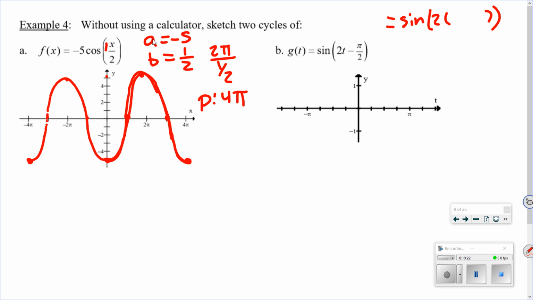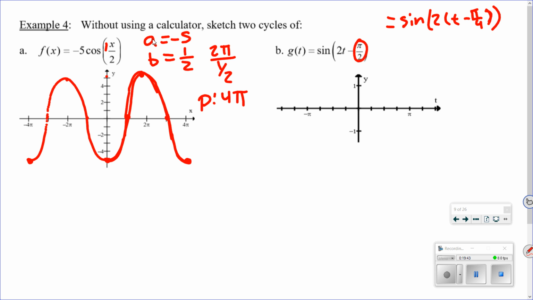So if I take a 2 out, I'd have a t left minus. And if I want to take a 2 out of there, when we're taking a factor of 2 out, we're dividing by 2. So what is a half divided by 2? So what's half of a half? And that's a fourth. So it's going to be pi over 4. So my horizontal shift is actually pi over 4.